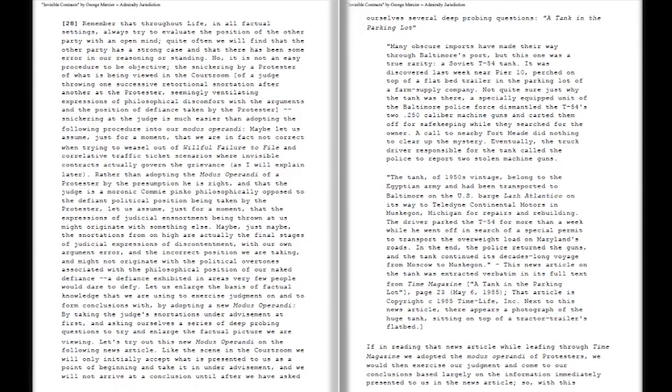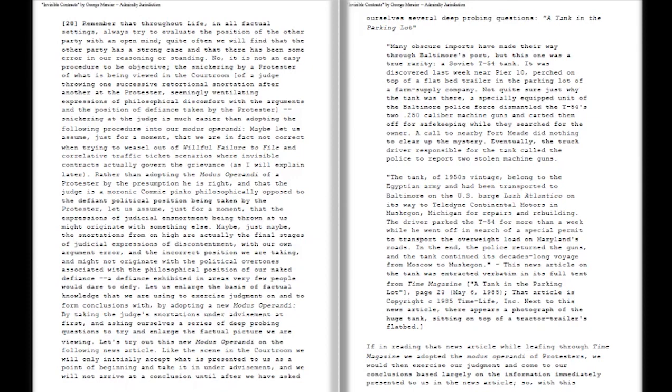Maybe let us assume, just for a moment, that we are in fact not correct when trying to weasel out of willful failure to file and correlative traffic ticket scenarios where invisible contracts actually govern the grievance, as I will explain later, rather than adopting the modus operandi of a protester by the presumption he is right, and that the judge is a moronic commie pinko philosophically opposed to the defiant political position being taken by the protester. Let us assume, just for a moment, that the expressions of judicial insnortment being thrown at us might originate with something else. Maybe, just maybe, the snortations from on high are actually the final stages of judicial expressions of discontentment with our own argument error and the incorrect position we are taking, and might not originate with the political overtones associated with the philosophical position of our naked defiance, a defiance exhibited in areas very few people would dare to defy.